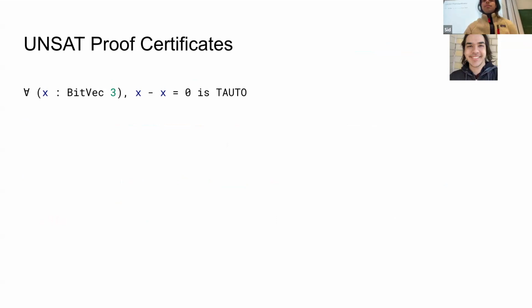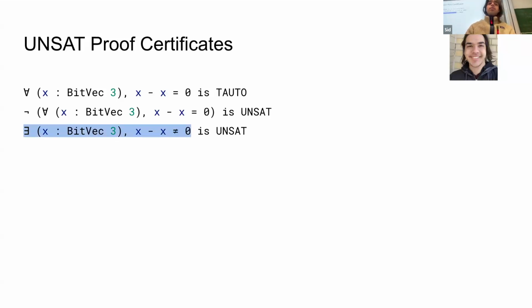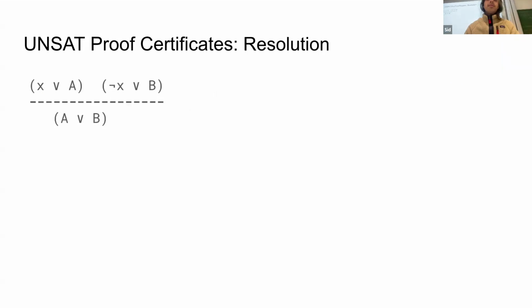So the idea is, we're trying to show some identity like this: that for all x, x minus x is 0 is a tautology. The way we prove it using the SAT solver is we first negate it, and we show that the negation is unsat. Upon negation, it becomes an existential formula, which we're trying to show, using the SAT solver, does not have any satisfying assignments. That's the strategy.